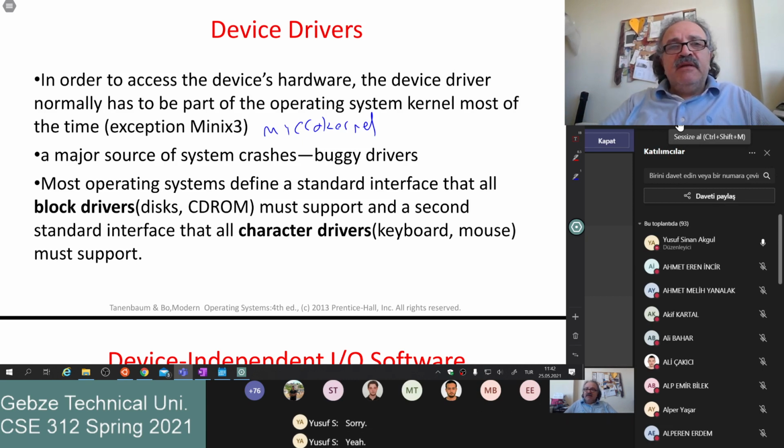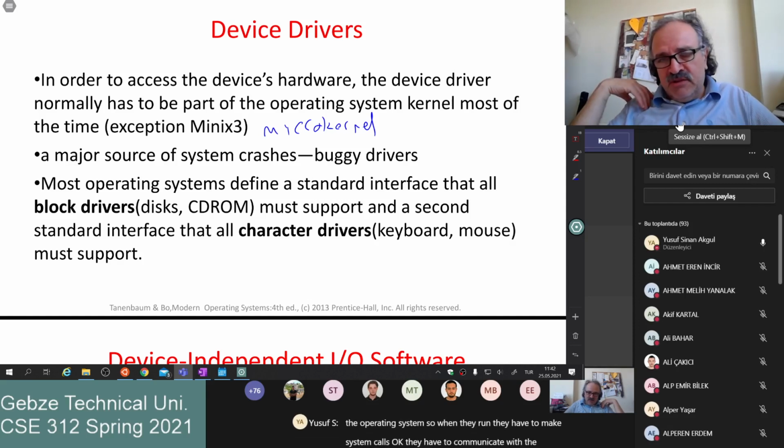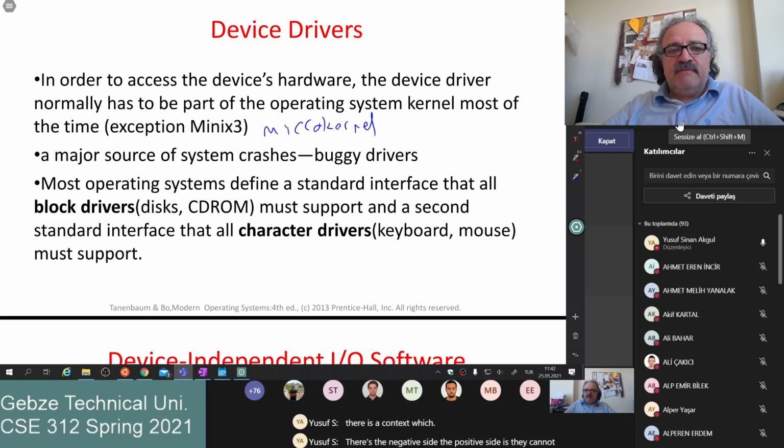So the Minix says that the device drivers are not part of the operating system. So when they run, they have to make system calls. They have to communicate with the kernel like regular user programs. So that makes them a little bit inefficient because every system call means that there is a context switch. That's the negative side. The positive side is they cannot cause any kernel crashes. So that's the advantage.